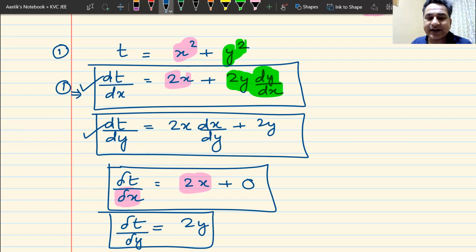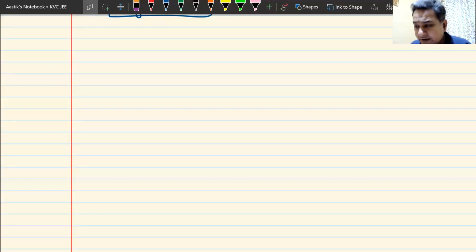I'll give you a minute to write it, and then we will put whatever we have learned into use and see how it helps us in finding out whether a force is conservative or not. Okay, I think most of you have done this.